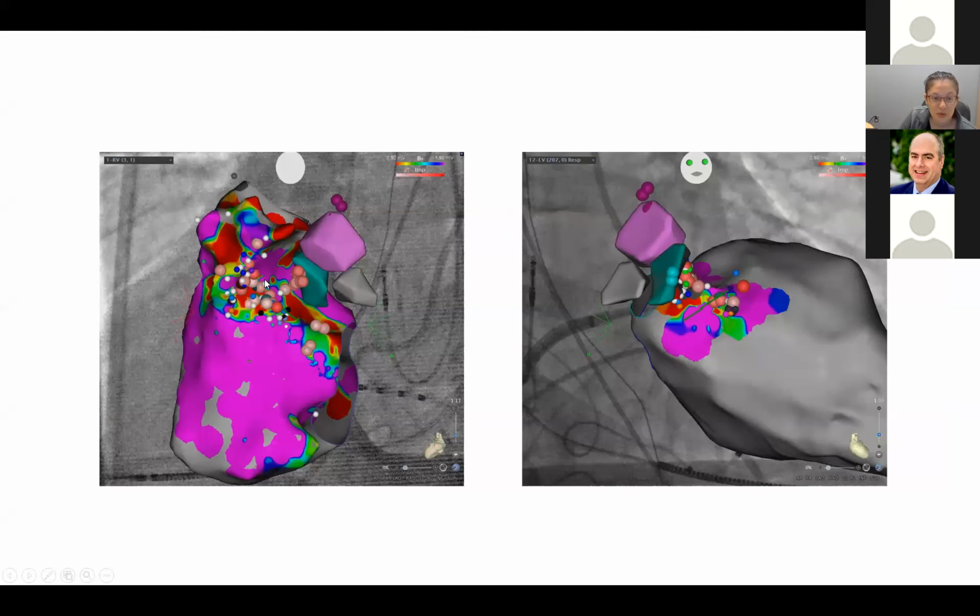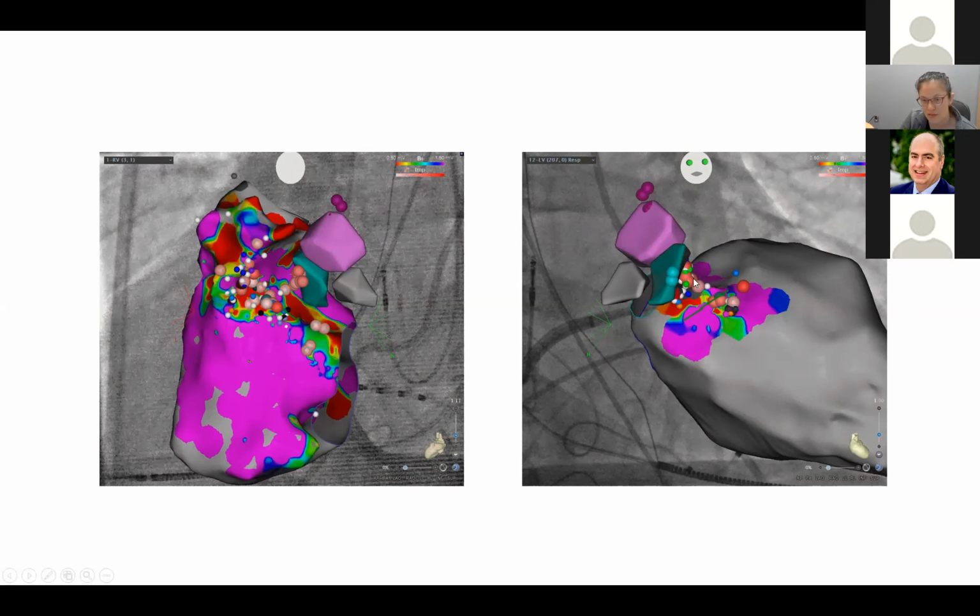So we ended up doing ablation in that area. This is a lot of how I set up my typical VT ablations. I'll do an ultrasound map to create a 3D geometry of the left ventricle and the right ventricle. Shown here on the right is the left ventricle. You can see the left coronary cusp here, the right coronary cusp, and those areas where we were seeing the late potentials are just below the valve there.